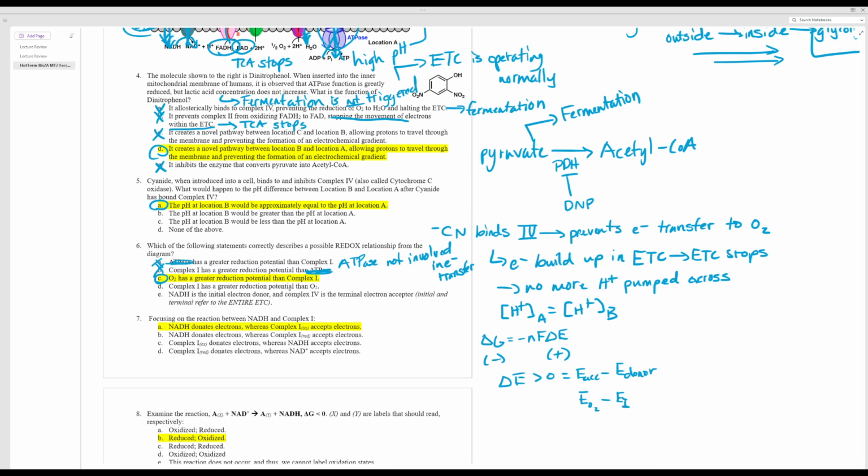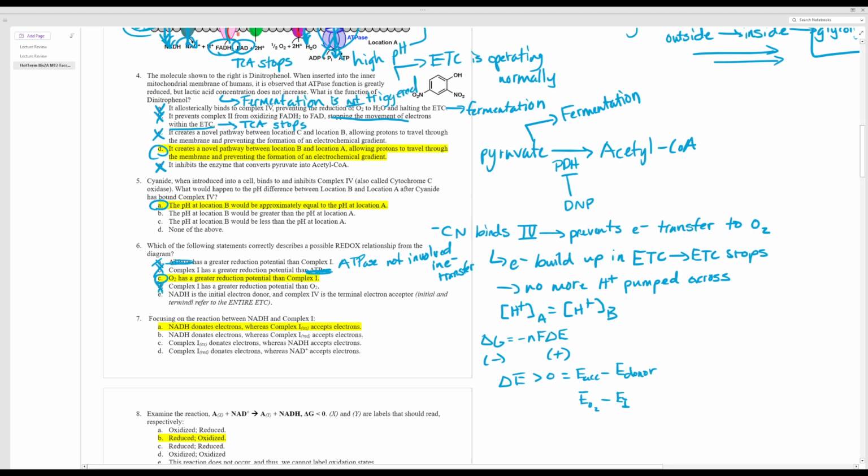D, complex 1 has a greater reduction potential than O2. If this were true, this term here would be greater than this one. So you have something minus something that's bigger, and you'd end up with a delta E less than 0, meaning that it's non-spontaneous.